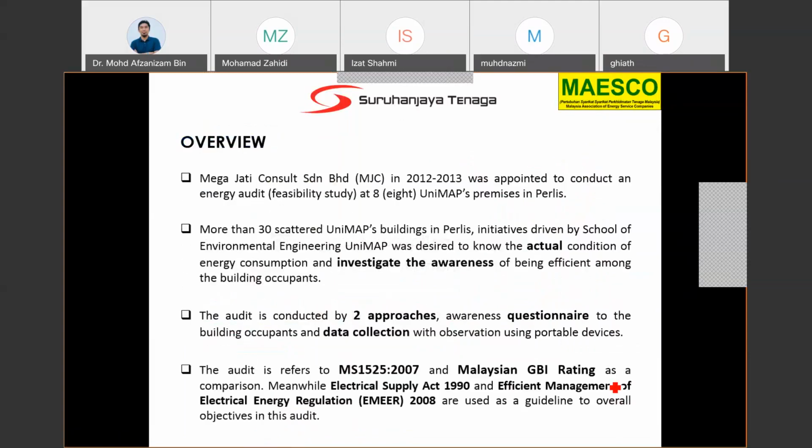So overview. Overview means that it relates to the particular company, okay? Mega Jati Consults, Mega Hub Concept. So let's say Mega Jati is here, and let's say this is our class, was appointed to conduct an energy audit feasibility study at 8 units of Politeknik. Okay? So we need to define what is 8. 8 refers to the 8 faculties, a combination of the faculty and the library, the lecture hall or something, or the office. So we need to clarify this one.